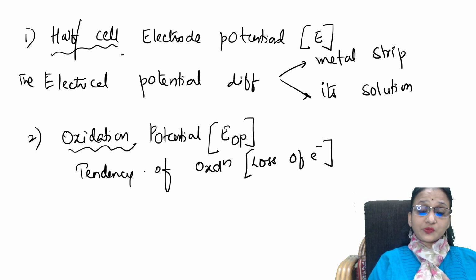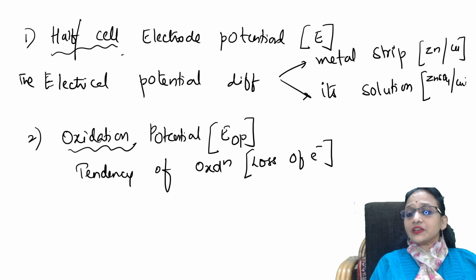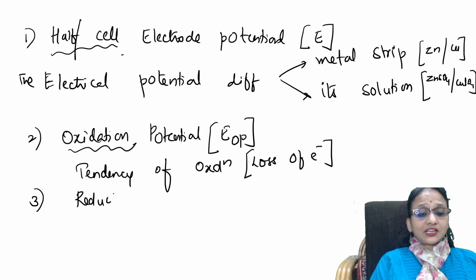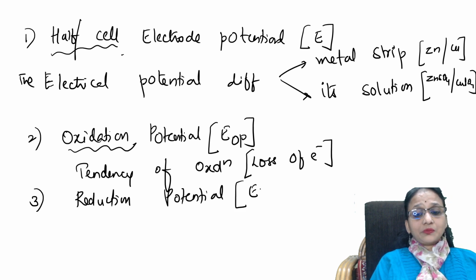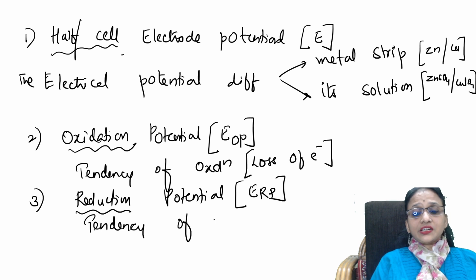Now, this is the potential difference between the metal strip and its solution. In this case, this is zinc or copper, and here it is the electrolytic solution, zinc sulfate or copper sulfate. So the tendency of oxidation, that is loss of electrons, is oxidation potential. The third one, reduction potential, is also called ERP. It is the same story again: the tendency of reduction, that is gain of electrons.